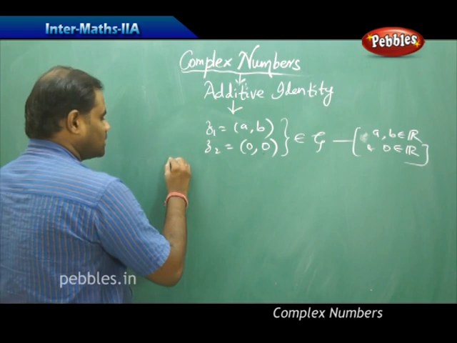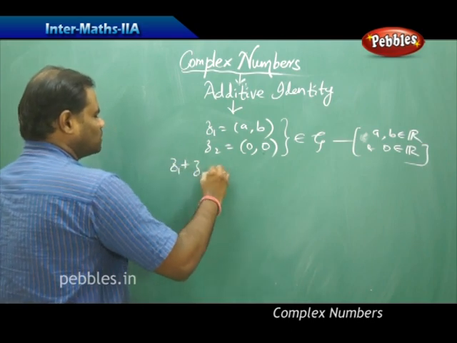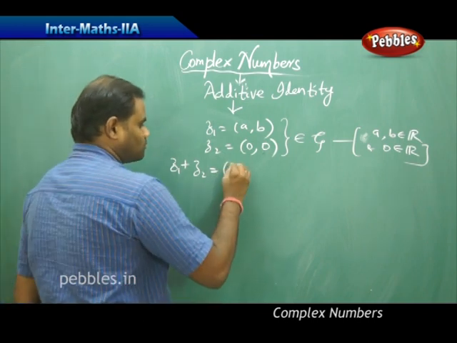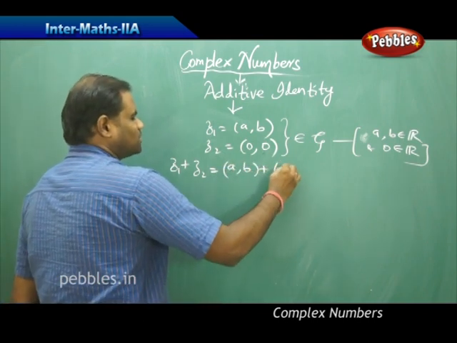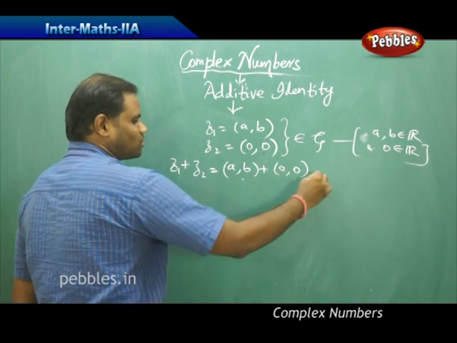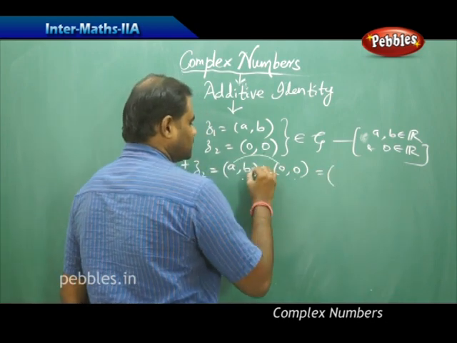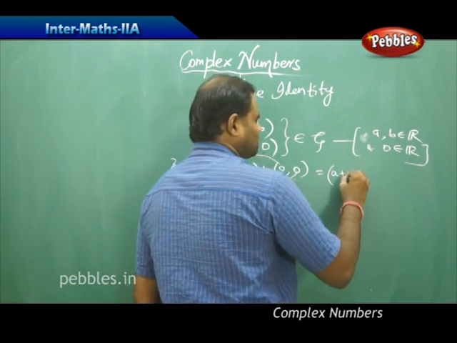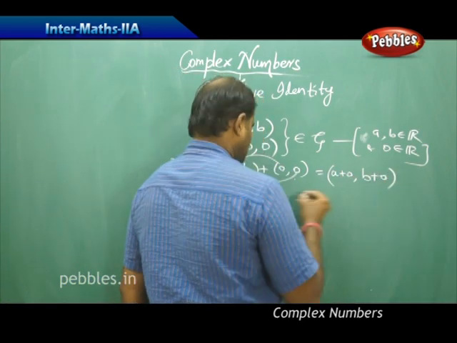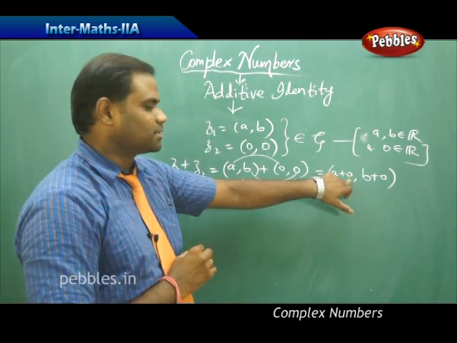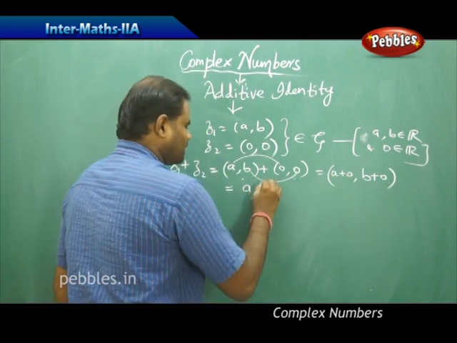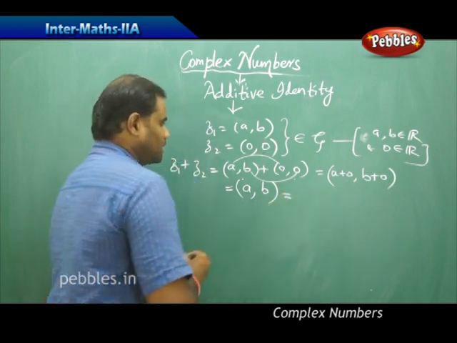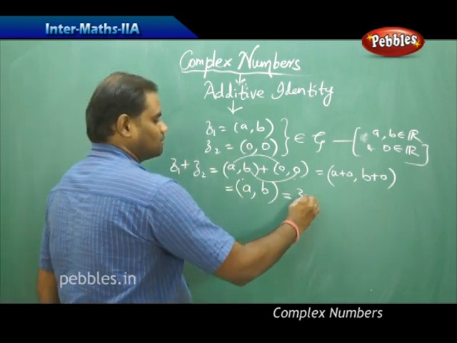Now using this, if I want to find z1 plus z2, let's see what the outcome is. If I substitute (a, b) for z1 and (0, 0) for z2, this is the addition of two complex numbers, which is the addition of their respective terms. Therefore, this is a plus 0 and b plus 0, which on simplification gives a plus 0 is a and b plus 0 is b. But (a, b) is nothing but z1.